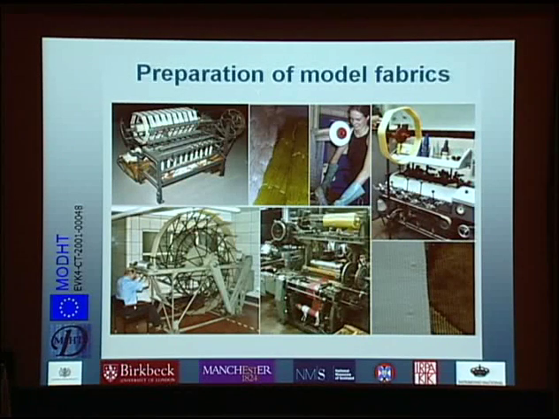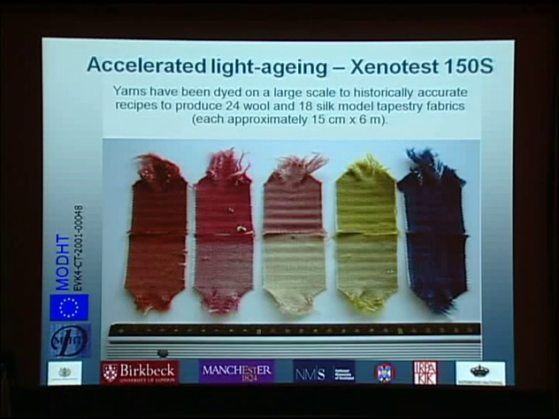Winding hanks from cones, dyeing the hanks with historic dye recipes, winding the hanks back into cones, making the warp, and finally producing the fabric on a loom. And we achieved quite a close structure to original tapestries, which was almost a research project in itself, how to weave a tapestry structure on a mechanical loom. In total, 42 differently dyed fabrics were woven.